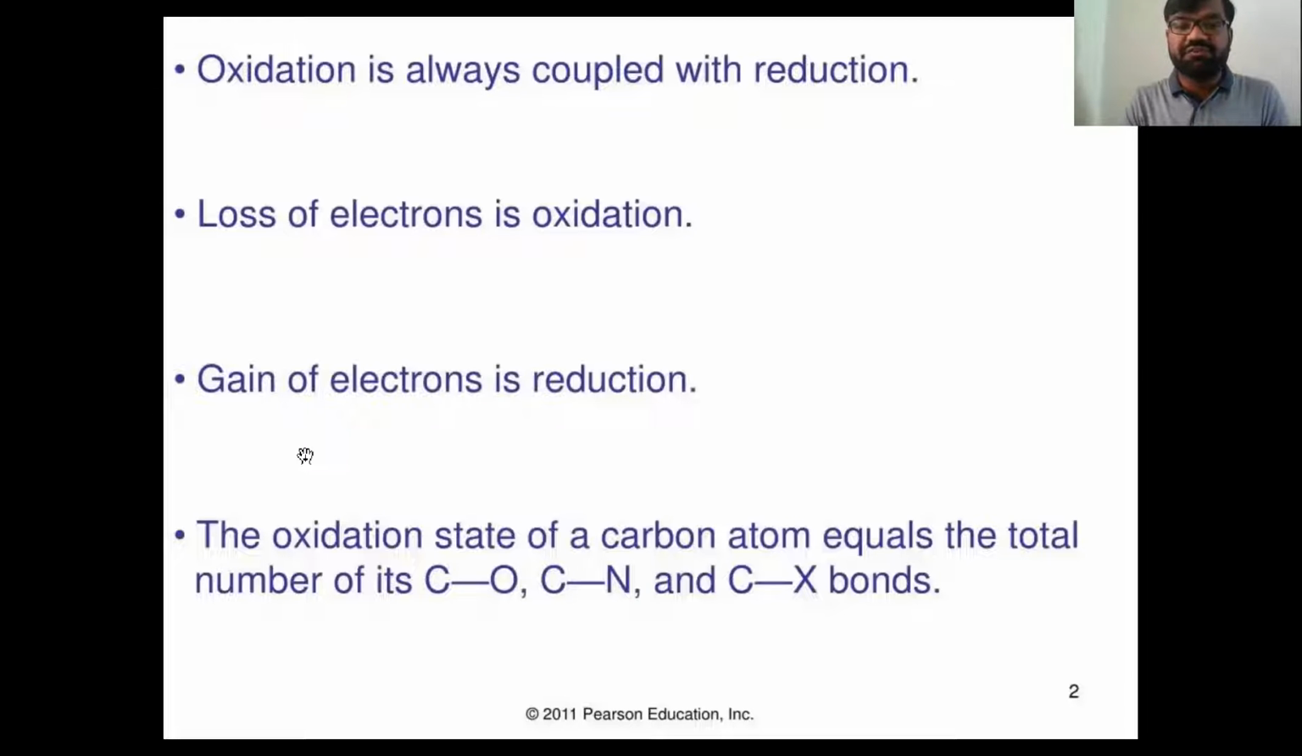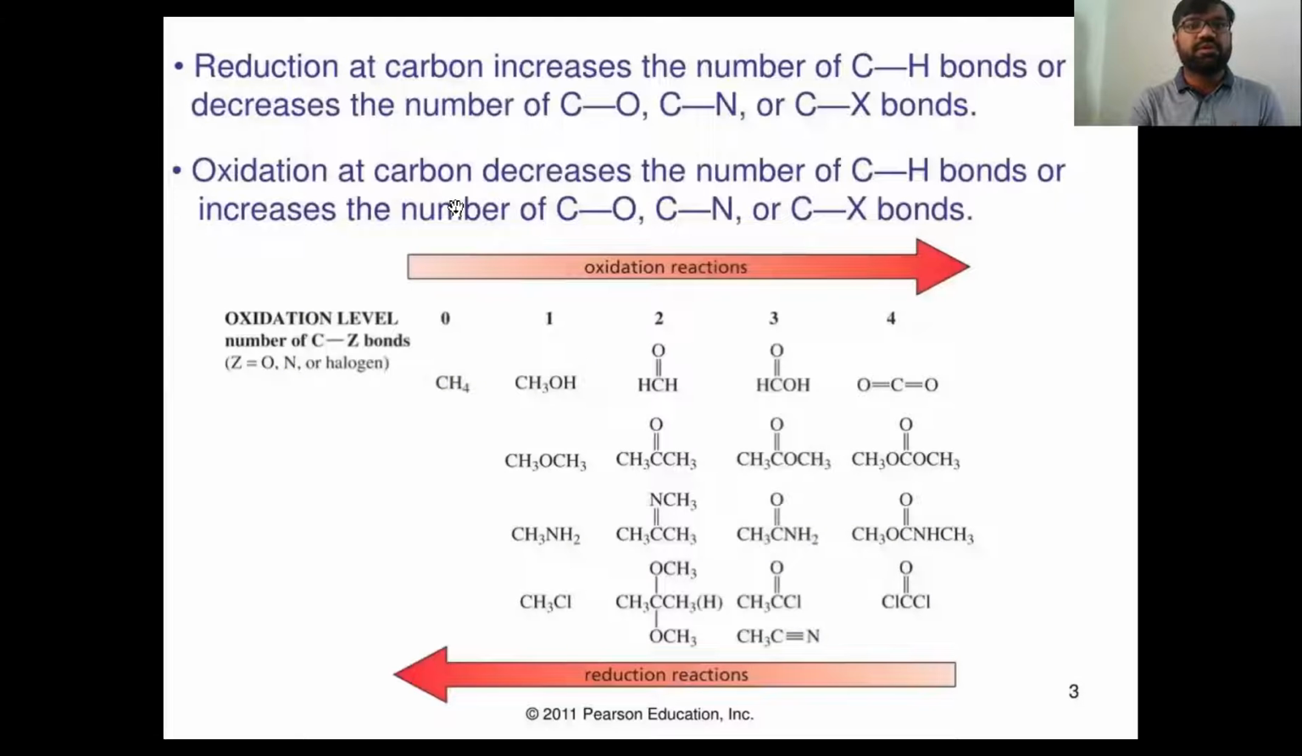The oxidation state of a carbon atom equals the total number of C-O, C-N, and C-H bonds. These are the oxidation states for many other substances. So have a look at a glance for a minute, then we'll explain the meaning of this, which is called oxidation and reduction.